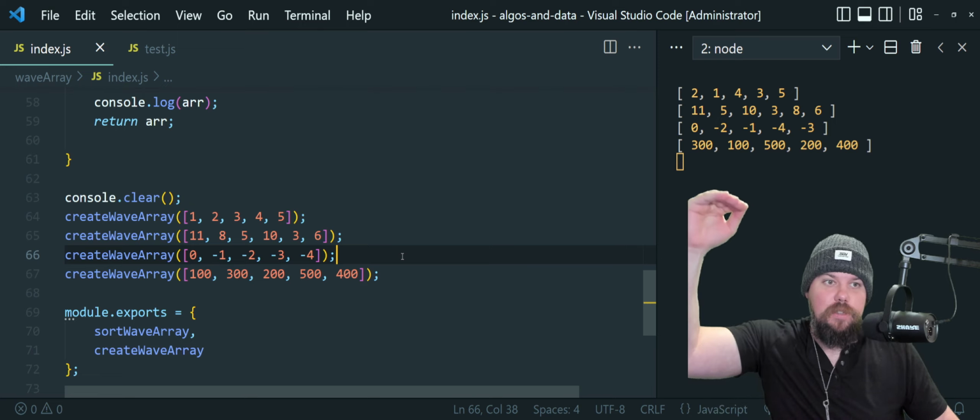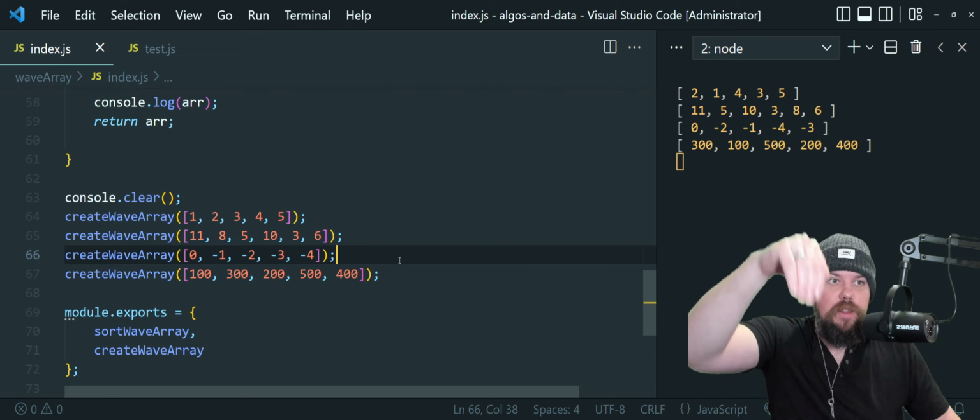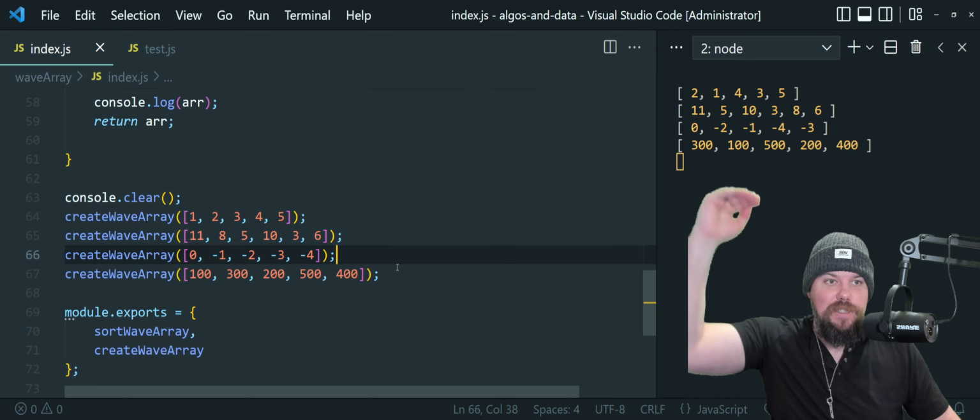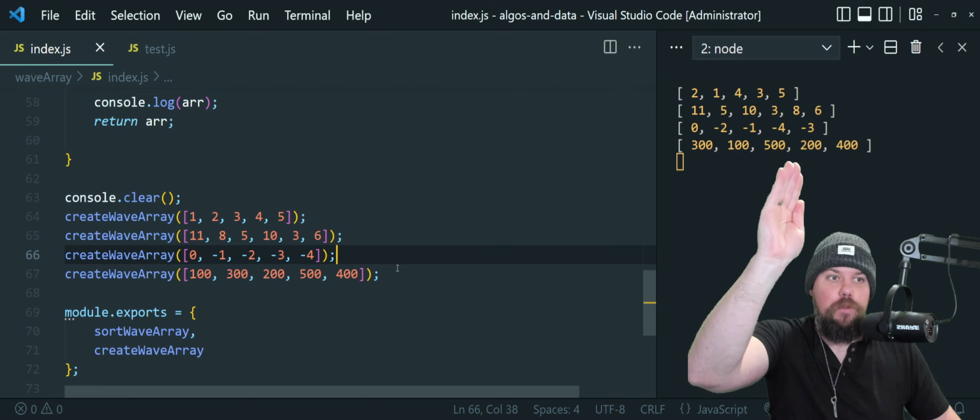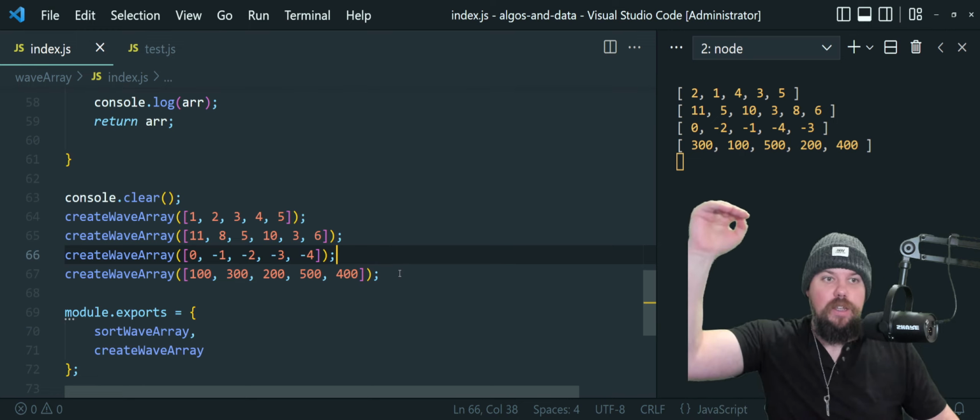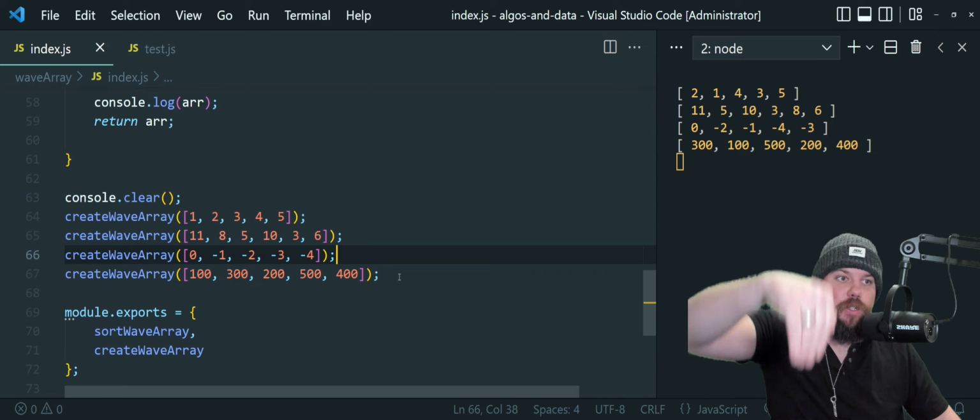2, 1, 4, 3, 5, makes sense. 11, 5, 10, 3, 8, 6, 0, -2, -1, -4, -3, 300, 100, 500, 200, 400.